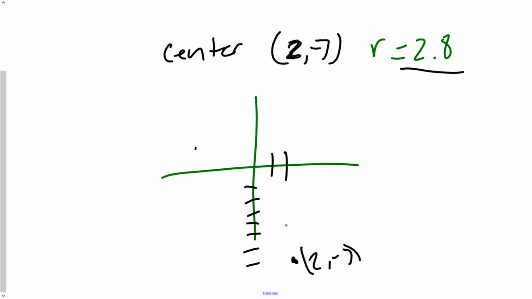So we'd go over 2, and then almost 3 from there, so about right here. Then we'd go up 2, 1, 2, and a little bit more. Left 2, 1, 2, and a little bit more. Down 2, 1, 2, and a little bit more. And that would be our circle, which is terrible looking, but that's what it would be.